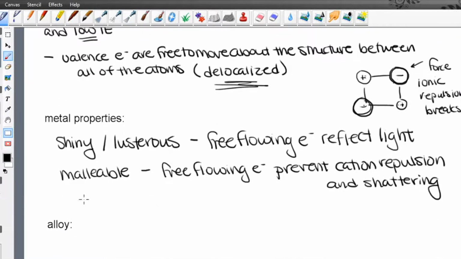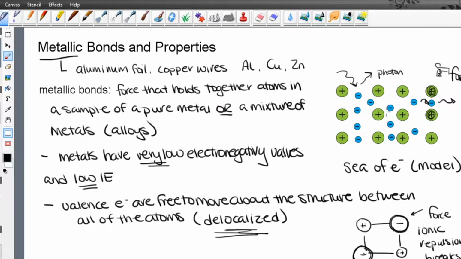Okay, and then lastly, metals are conductive even in the solid state. In an ionic compound, remember, in order to get this substance to conduct electricity, we had to dissolve it in water. We had to get these charges free flowing in that water sample. Here, the charges are already free flowing. The electrons are already freely moving throughout this structure.